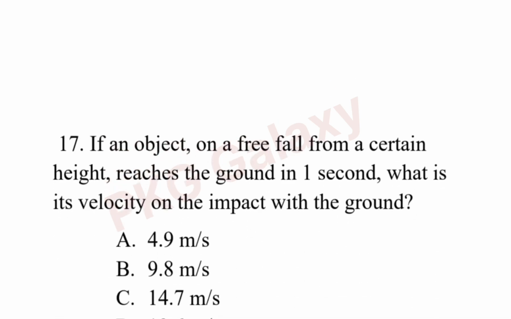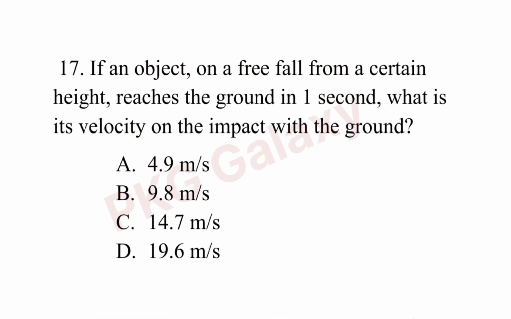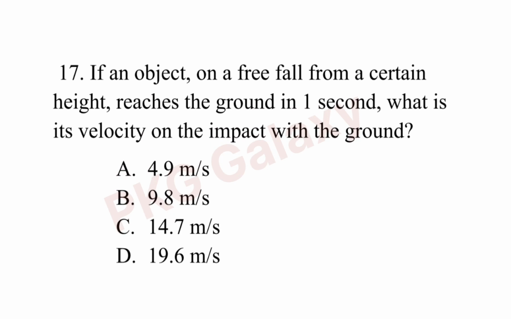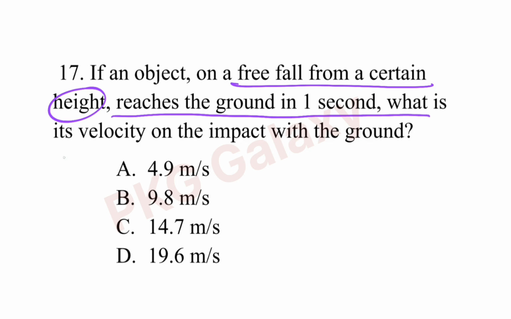Okay, next question. If an object on a free fall from a certain height reaches ground in 1 second, what is its velocity on the impact with the ground? Option A, 4.9 meter per second. Option B, 9.8 meter per second. And option C, 14.7 meter per second. And option D, 19.6 meter per second. The correct answer is option B.